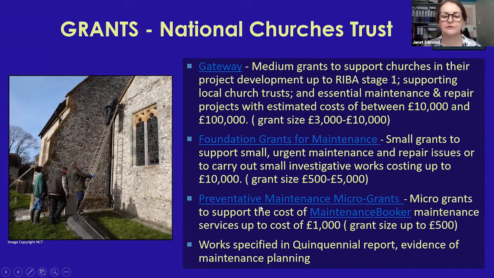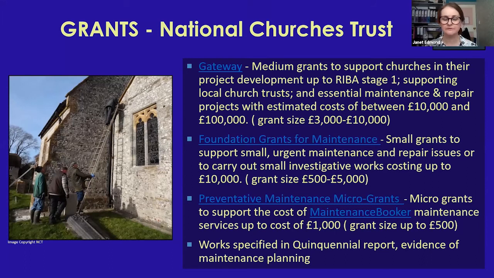The grants that are offered through Maintenance Booker are the preventative maintenance microgrants, and they are for carrying out specific maintenance services like gutter clearance and lightning protection inspections, up to the cost of £1,000. The grant that you can get is up to £500. If you click into these pages, you'll find out more about how you apply. They're very easy to apply for, and it's to try and encourage more churches to carry out these regular maintenance tasks.